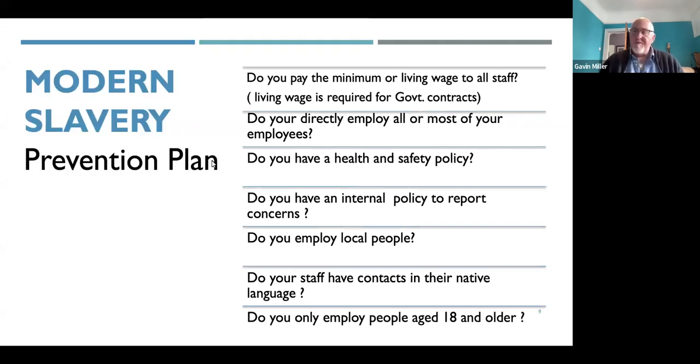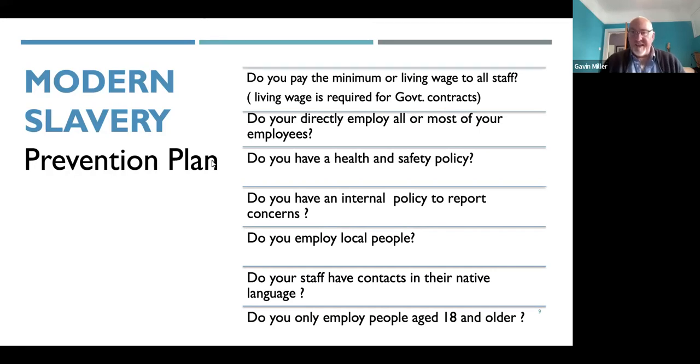But to the people listening today who potentially don't fall into that level of turnover, I'm really keen to talk about what a modern slavery preventative plan could look like for a smaller business. This plan helps businesses identify and prevent potential risks of modern slavery. It's important to be aware of the reputational, operational and even legal consequences of not having a plan in place.